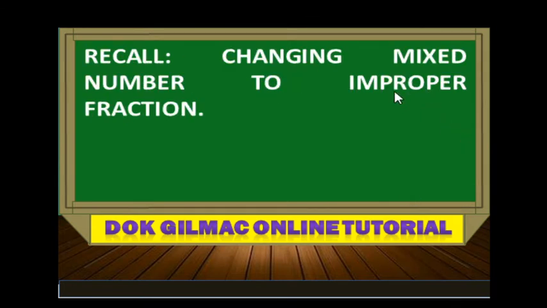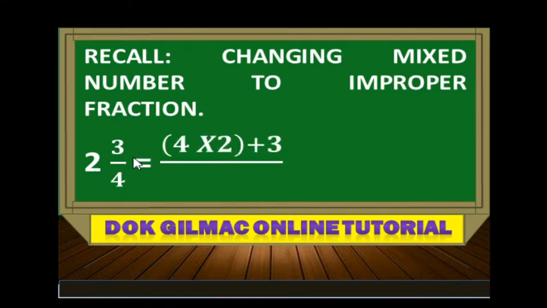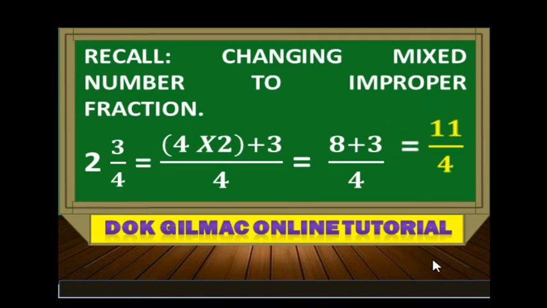Recall, changing mixed number to improper fraction. 2 and 3/4 is just equal to 4 times 2 plus 3 all over 4, or 8 plus 3 all over 4. This is just equal to 11/4. So take note of that.